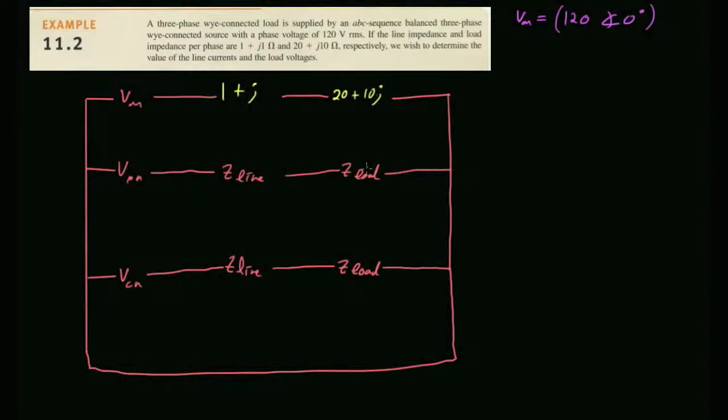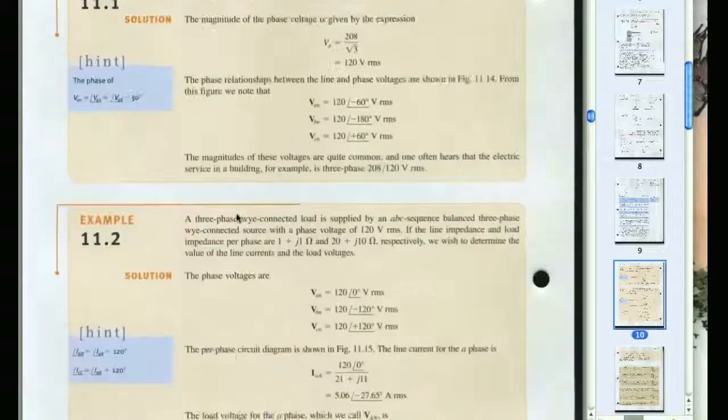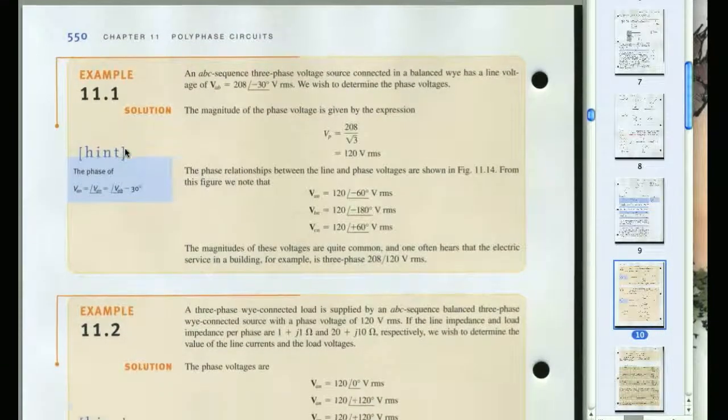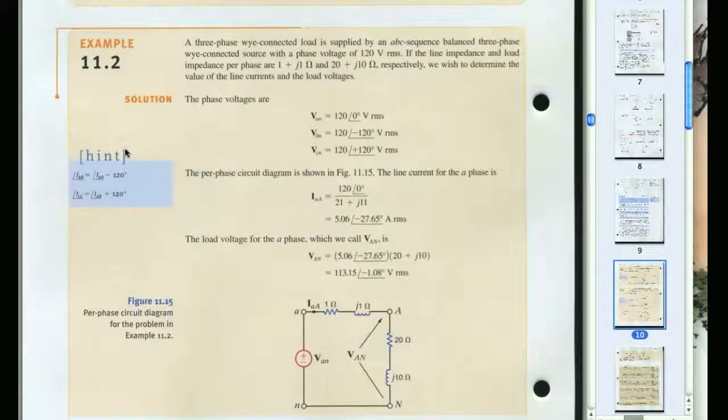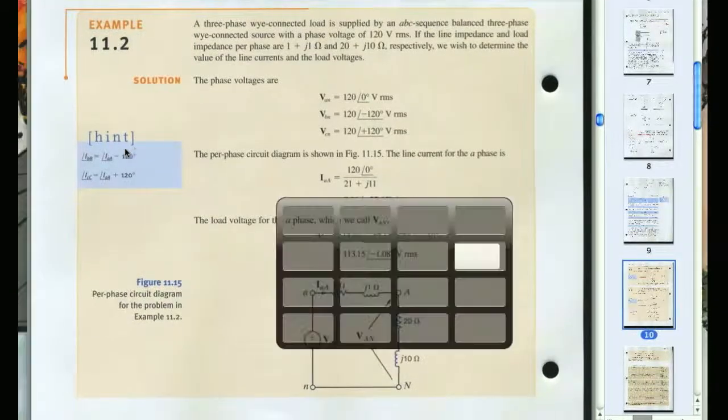This is example 11.2. It is on page 550, or at least of the book I'm using. I can't speak for the pirated versions that everyone else is using. I would never encourage that.